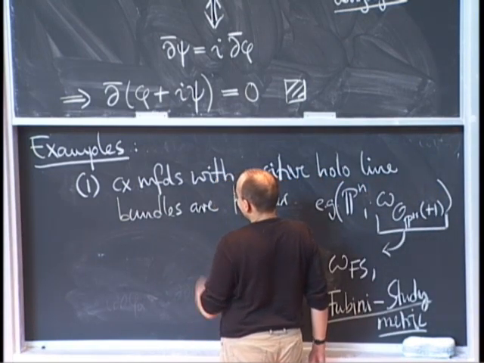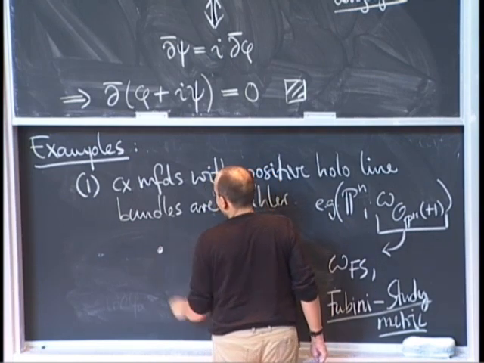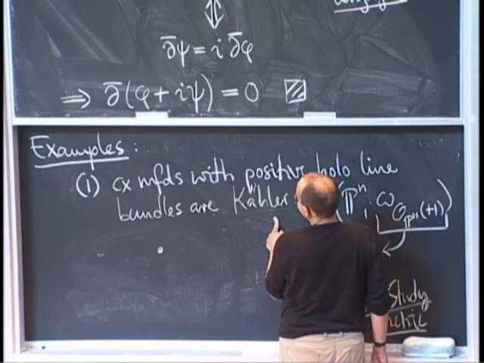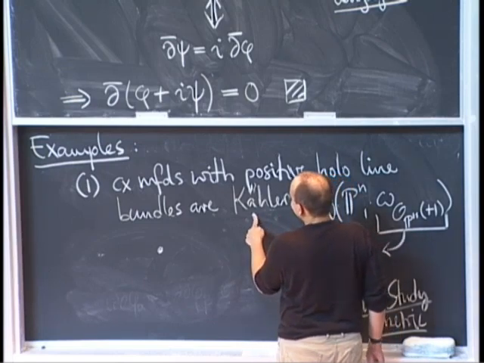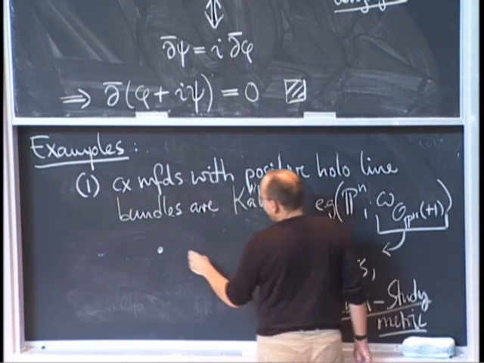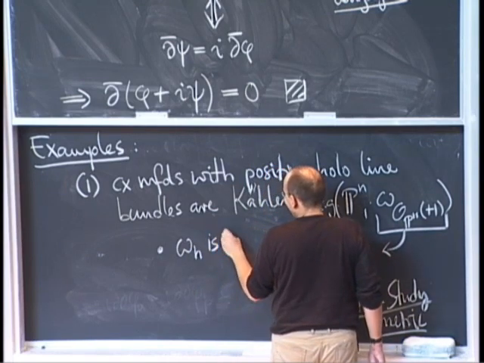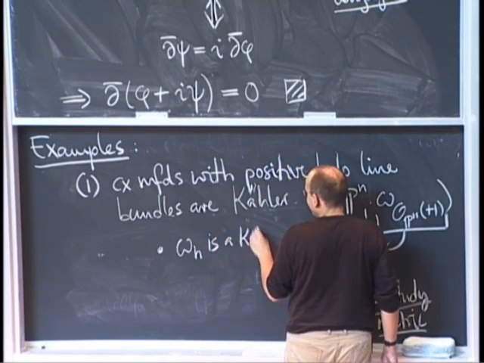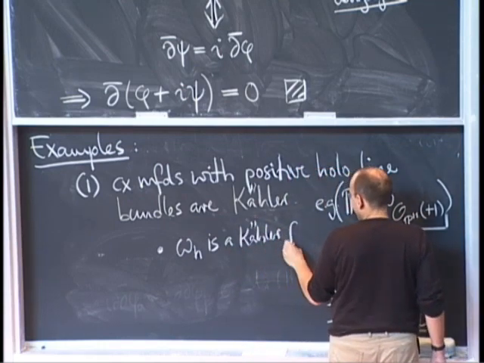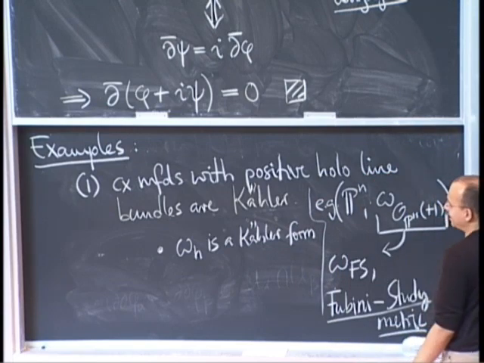So if you have this somewhat obvious point here, that on one hand, if you have a complex manifold with a positive line bundle, then omega_h is just a Kähler form by definition of what it means to be positive. So the curvature form of your line bundle is a Kähler form.